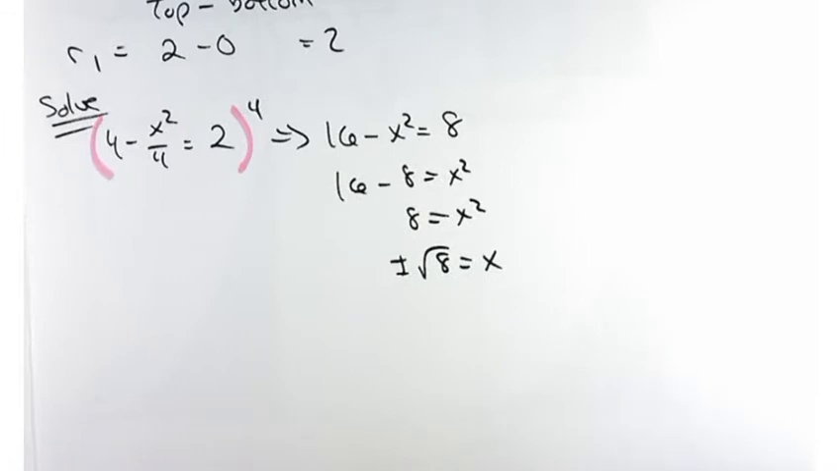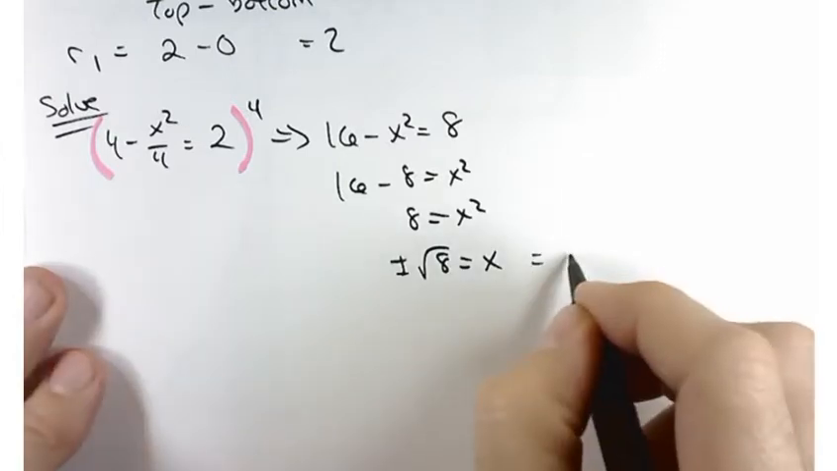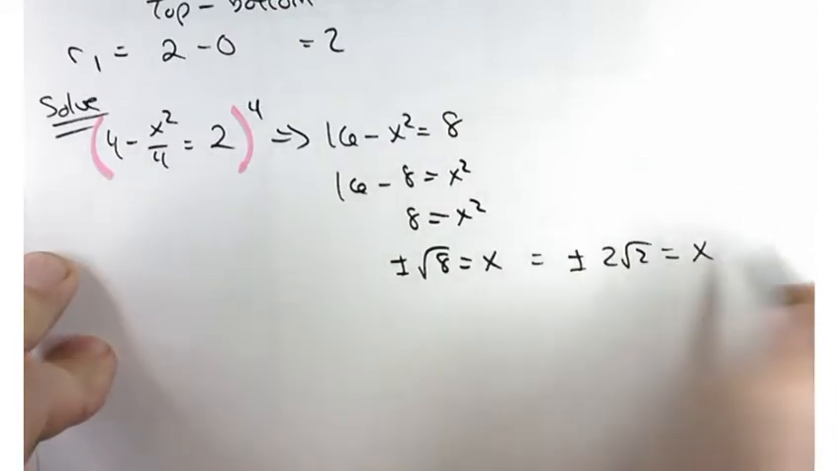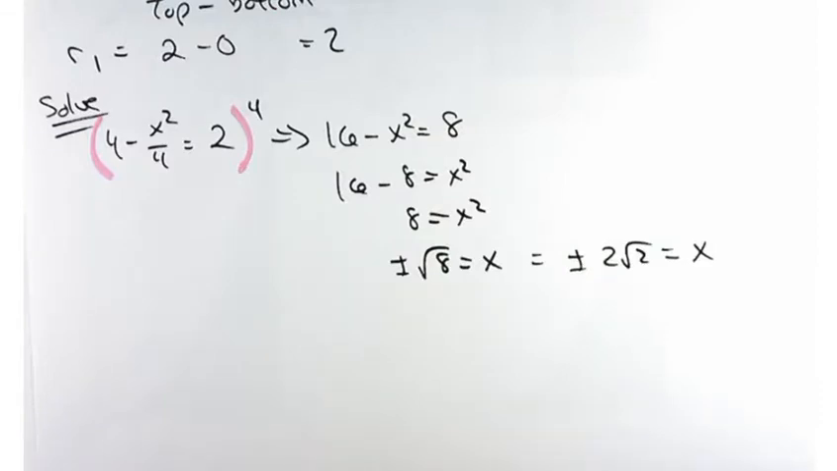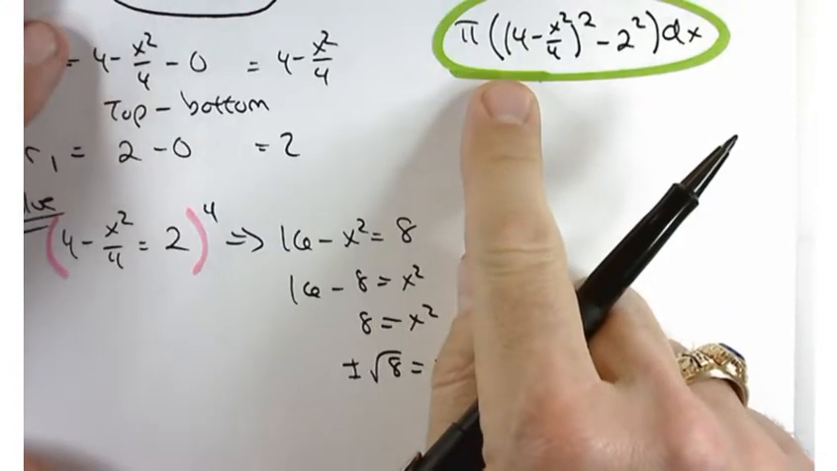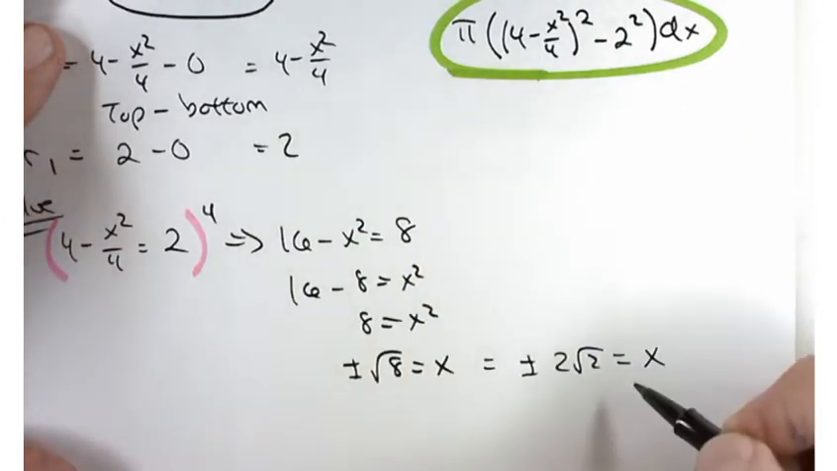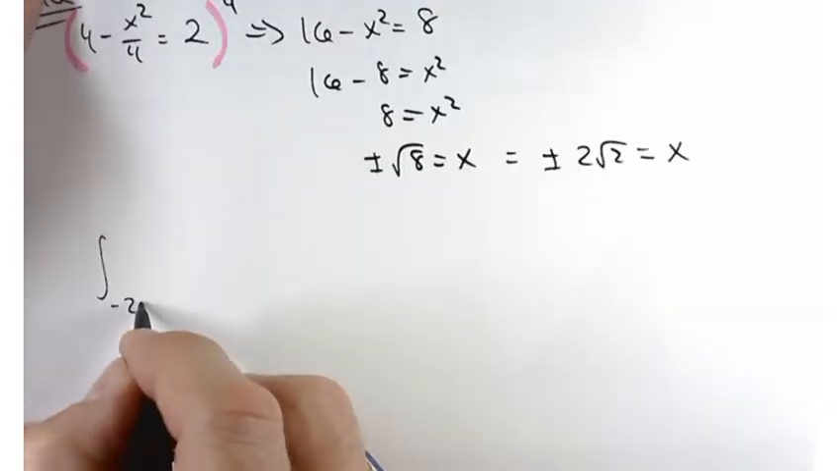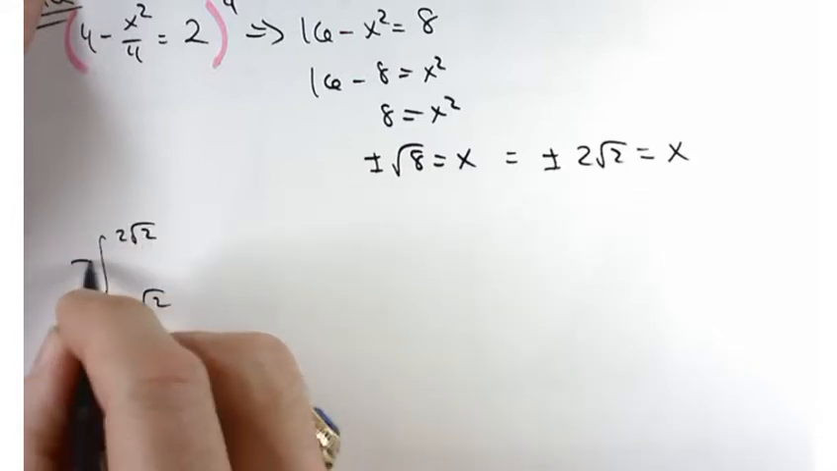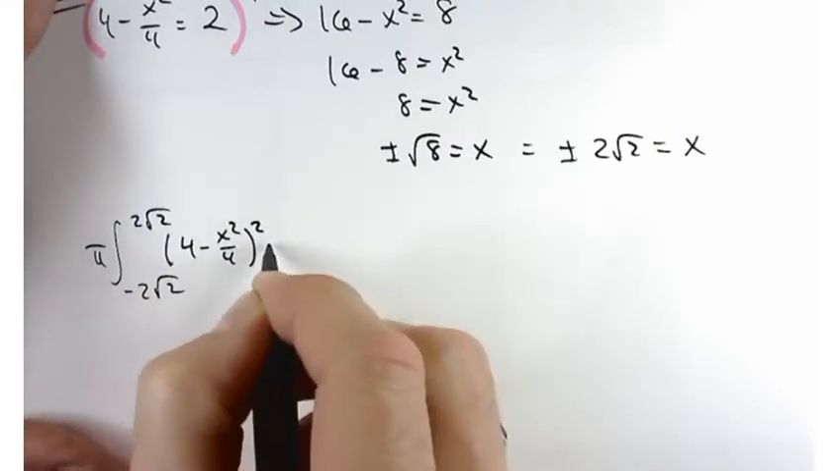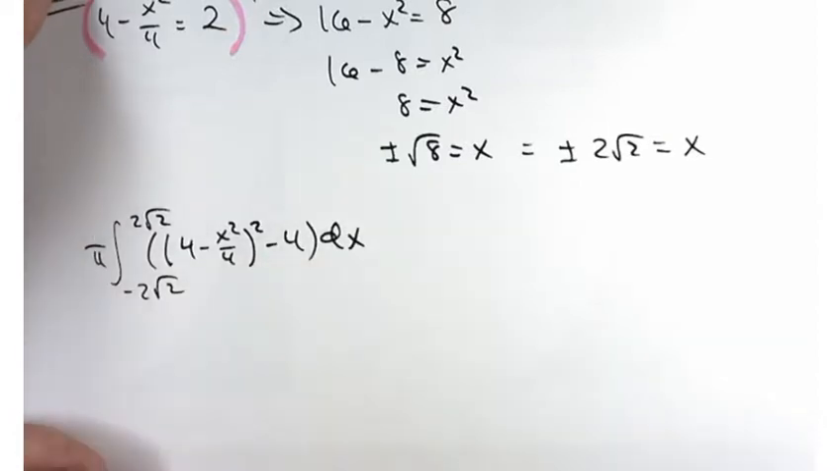So it's a little deceiving. It kind of looks like it's from -3 to 3, but it's close. It's plus or minus 2 square roots of 2, which is about 2.82. Those are your true limits of integration. So I think we've got everything we need here. We've got our integrand and our limits of integration. Let's set that up. It's going to be the integral from -2 root 2 to 2 root 2, pi out in front, (4 minus x squared over 4) squared minus 4, dx.